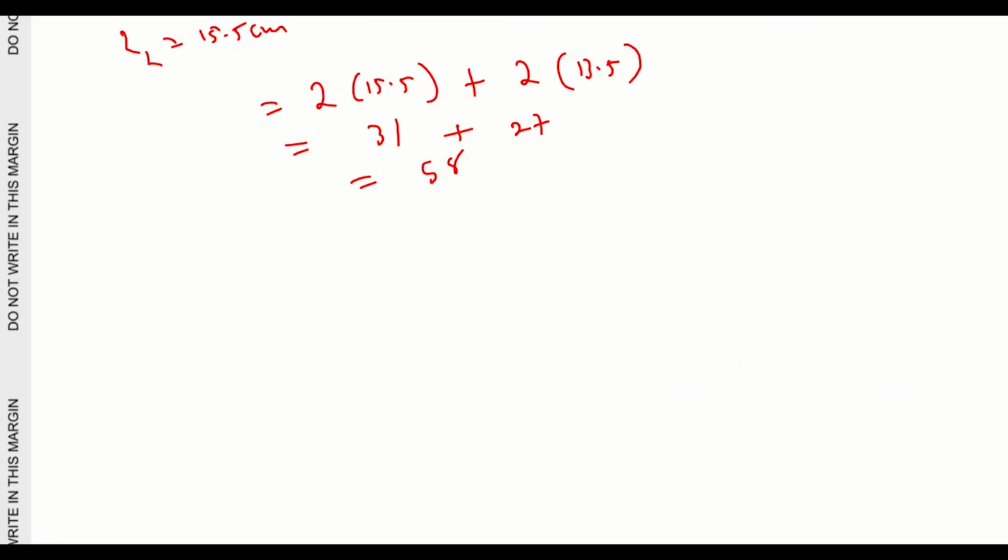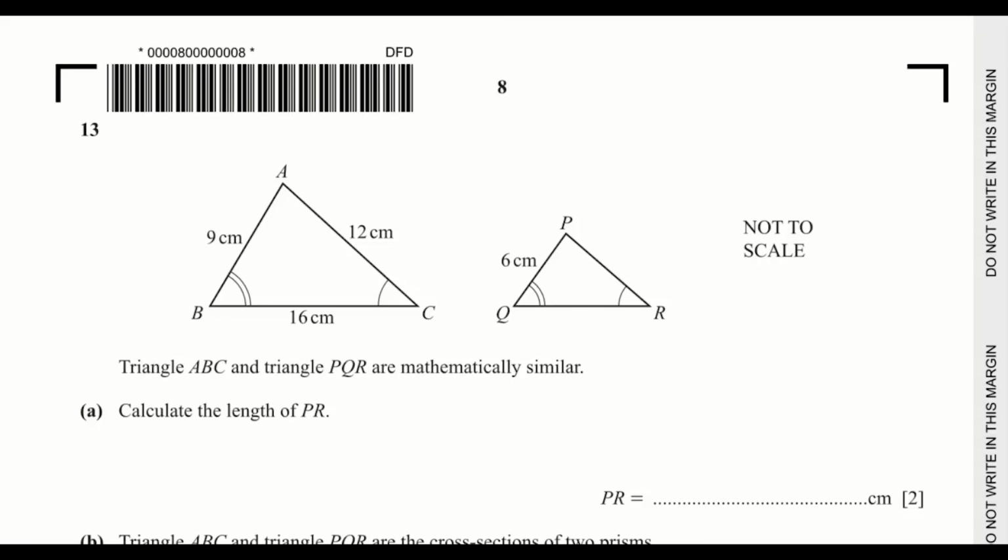So let's go to the next question. That will be question 13. Triangle ABC and triangle PQR are mathematically similar. Calculate the length of PR. Okay, so this PR is here, so we need this side.